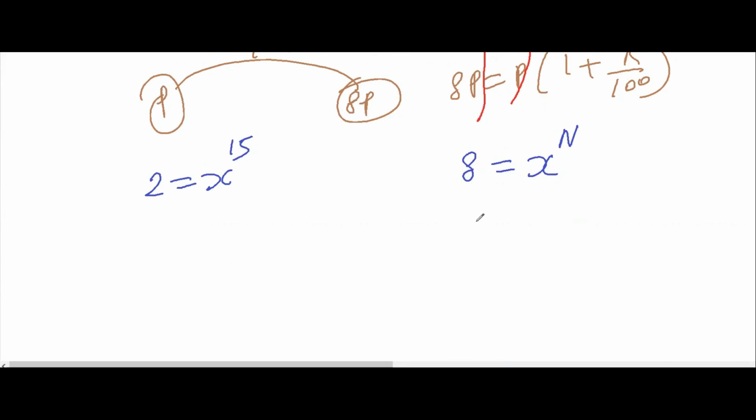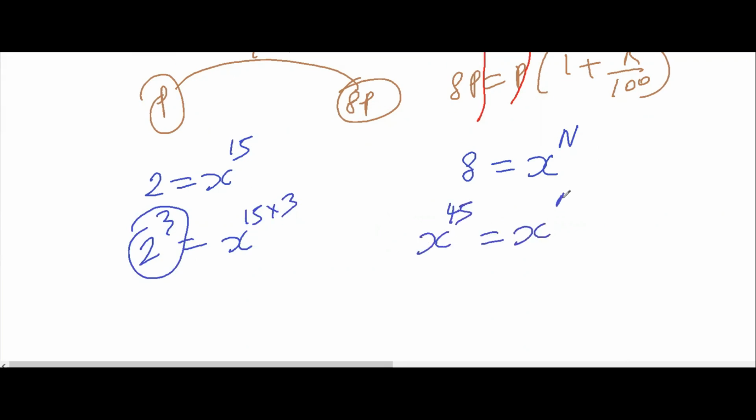There are many ways. One way is you can cube this: 2 cubed is X to the power of 15 into 3. Now this is your 8, so you can substitute 8 here. It will be X to the power of 45 is equal to X to the power of N. Now you can compare this to find the value of N, that is 45. So 45 years is the answer. Understood that?